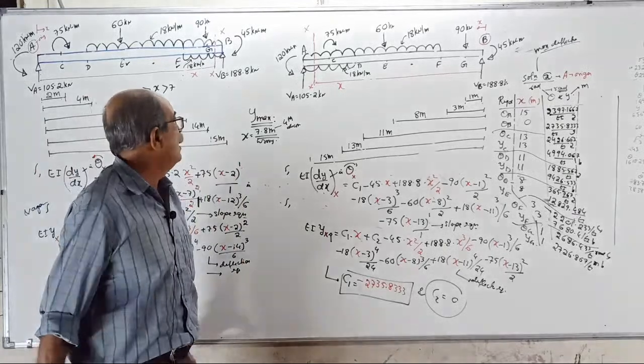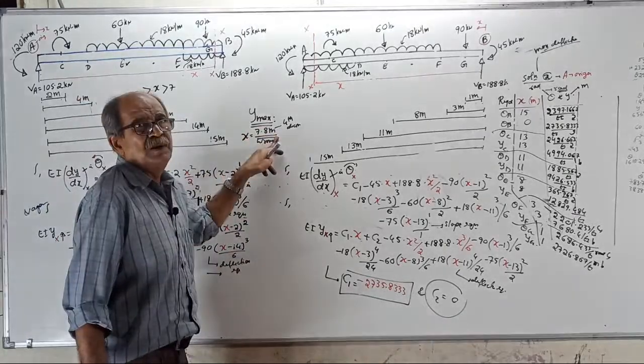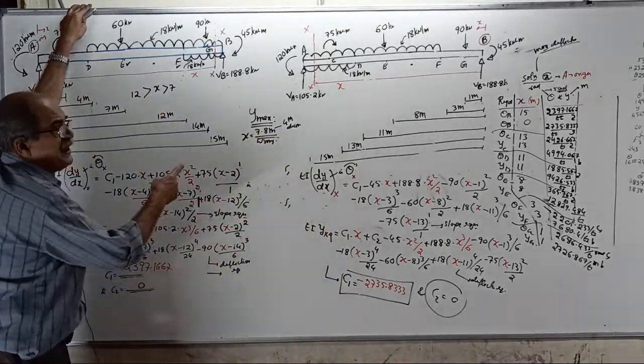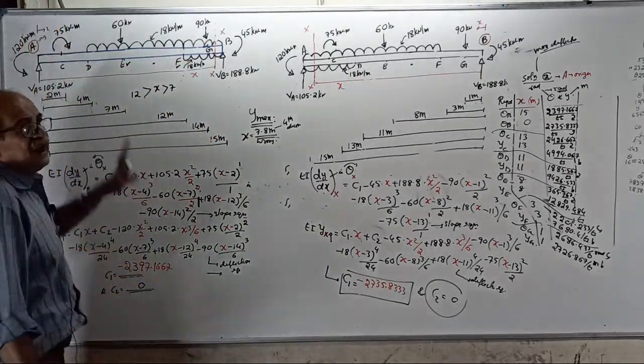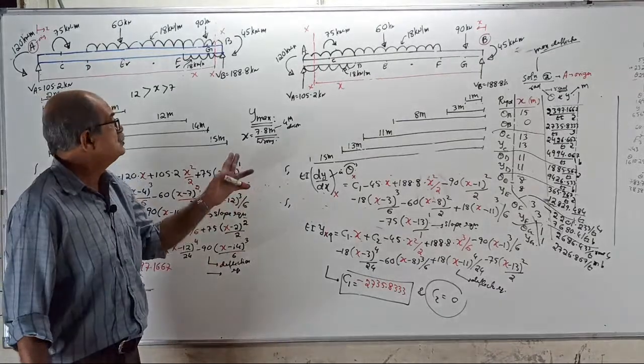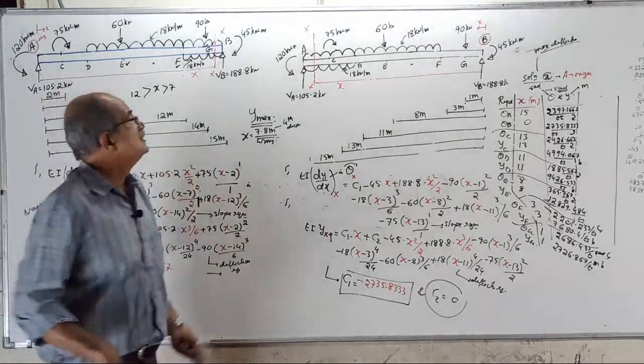Just to give information, say 7.8. Wrong value. Okay, now substitute x equal to 7.8 meter, not 7.8. Whatever is that value of x, in the deflection equation, get the maximum deflection for solution 1. Okay, keep it now. Start.